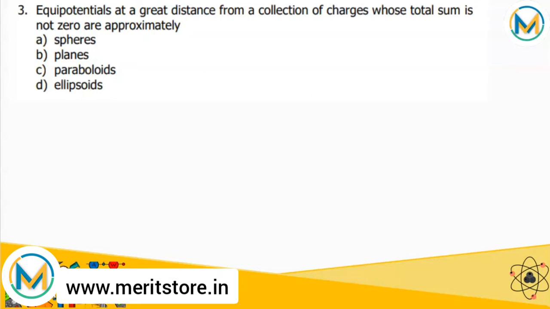Looking towards the next question: equipotentials at a great distance from a collection of charges whose total sum is not zero are approximately. So the collection of charges whose total sum is not zero, at a great distance, can be considered as a single point charge. The equipotential surfaces due to a point charge are spherical in nature. The important point to understand is that the electric potential due to a point charge Q is given by V equals Q upon 4 pi epsilon naught r. It means the electric potential due to a point charge is the same for all equidistant points. The locus of these equidistant points, which are at the same potential, forms a spherical surface. So the correct answer for this question is option A, that is sphere.